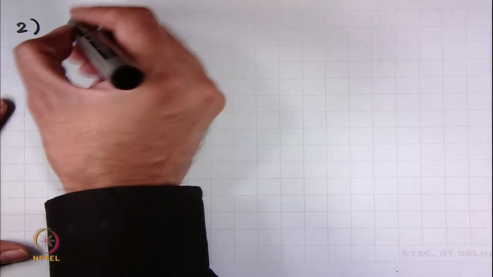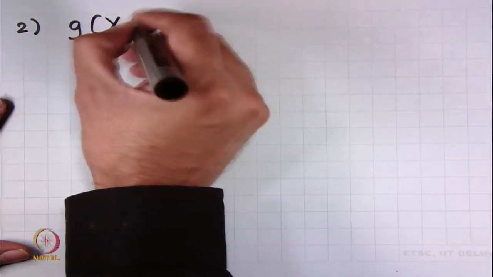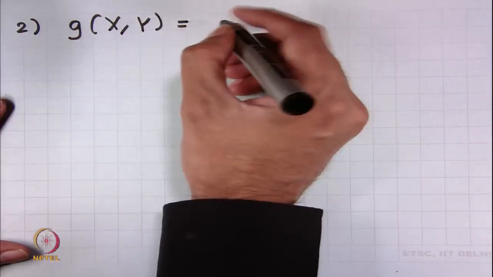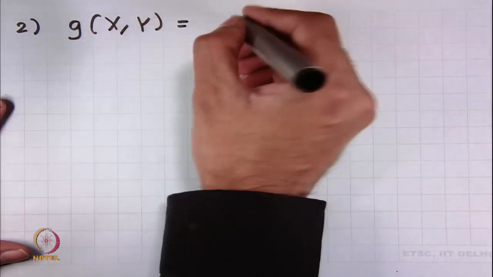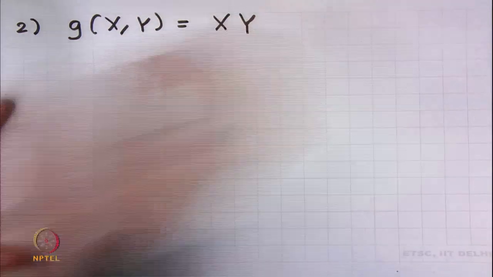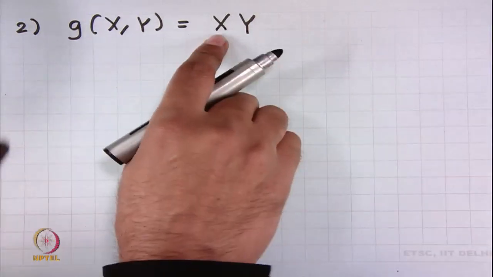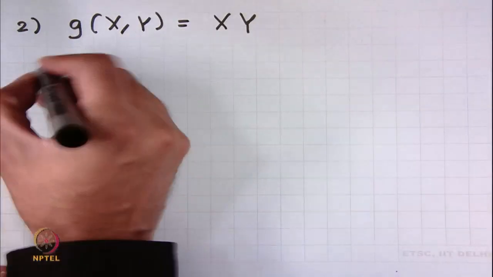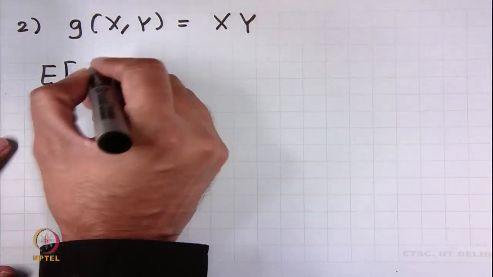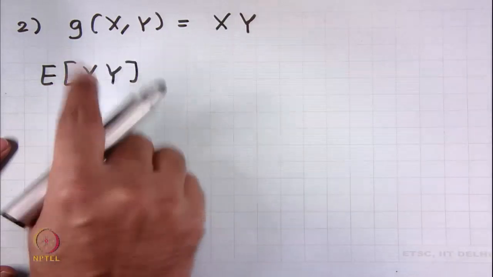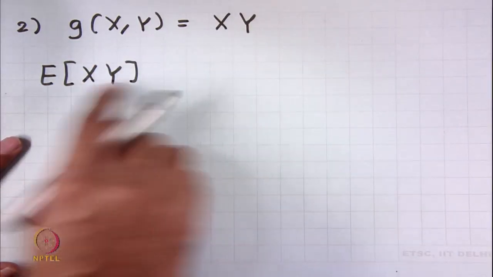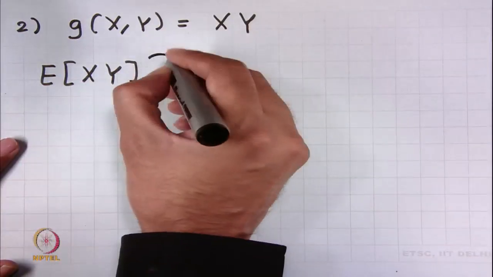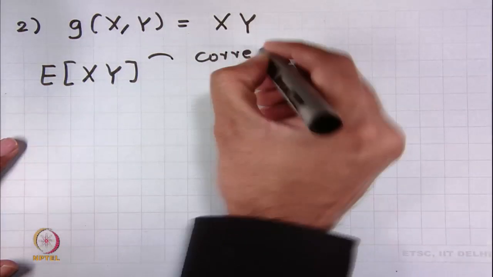So, let us try to find this for another function. Let us now see what happens if the function of x and y is nothing but x times y. Okay. So, now we are trying to investigate what happens if g(x, y) is the product of two random variables. So, essentially what we are evaluating is the expected value of x into y, and this value is known as the correlation of two random variables.